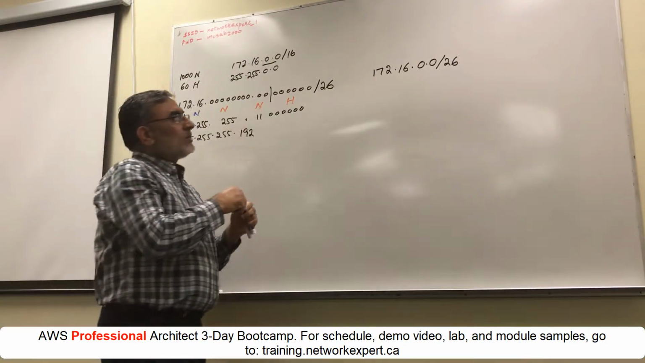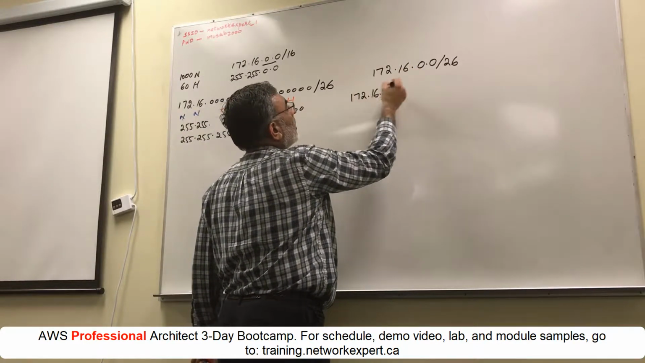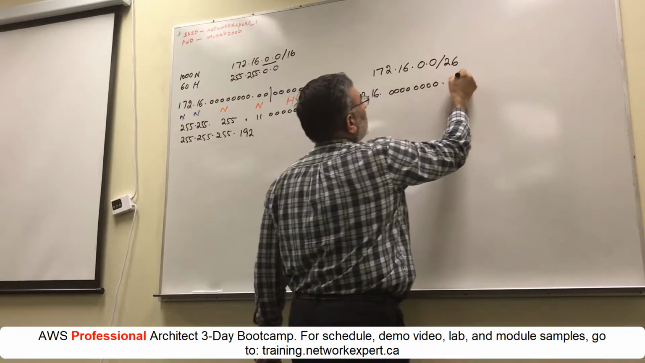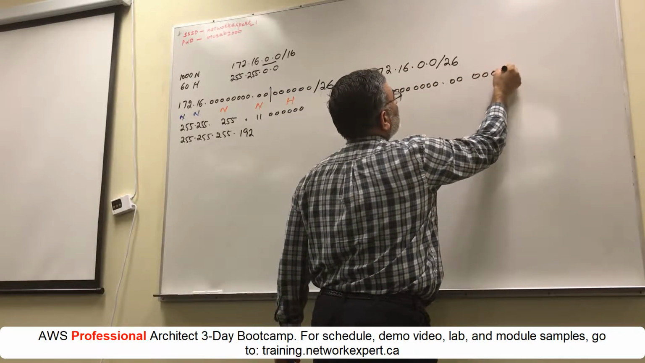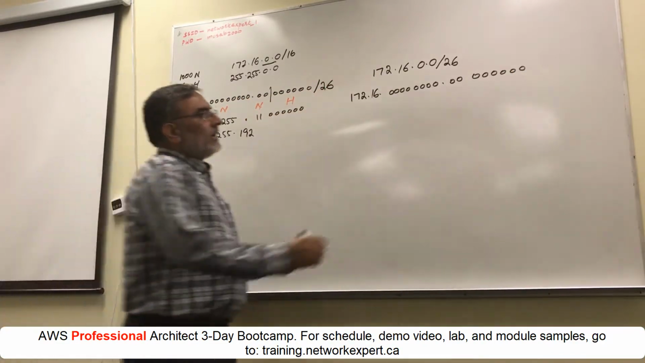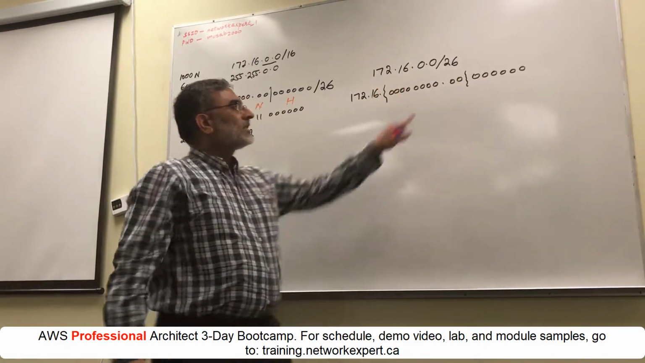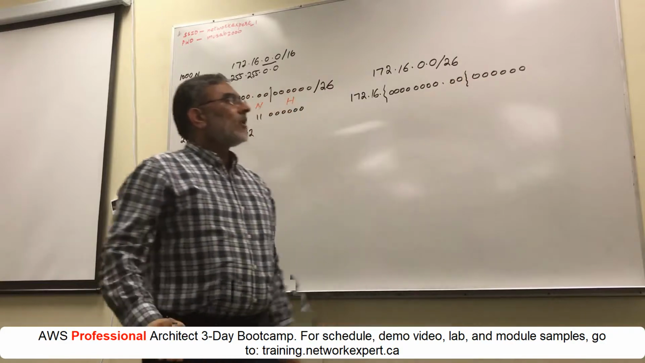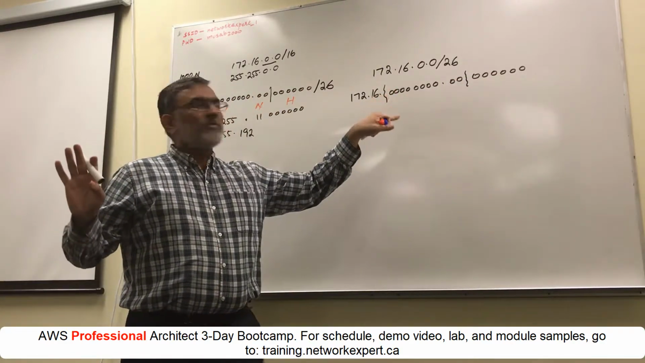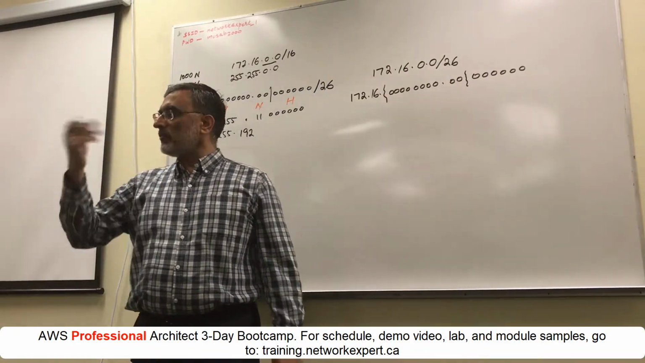Now, I'm going to write this portion down into bits: 172.16, then the bits 1 2 3 4 5 6 7. So this is the network address, and this is the host portion. Network address is usually identified when we put all zeros in the host portion. This is my network address.